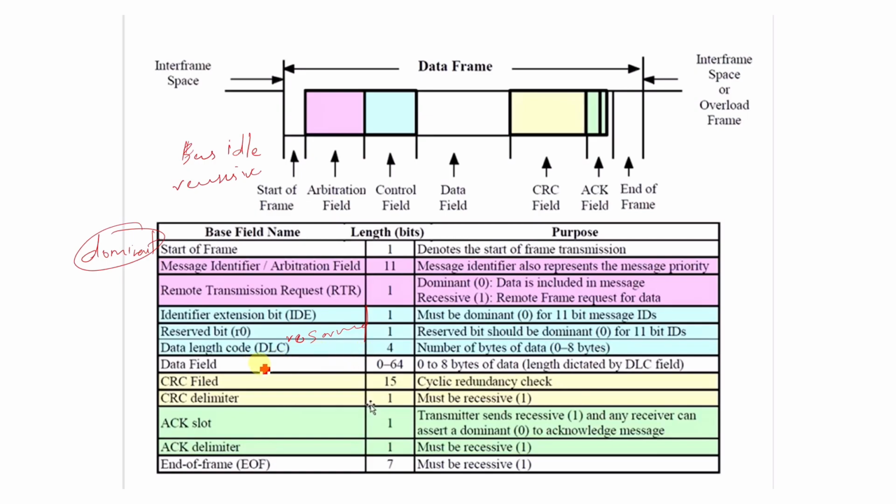And next one comes the data field. Data can be 8 bytes or 64 bytes based on the CAN FD or the normal CAN. If it is CAN FD, it will be having 64 bytes.